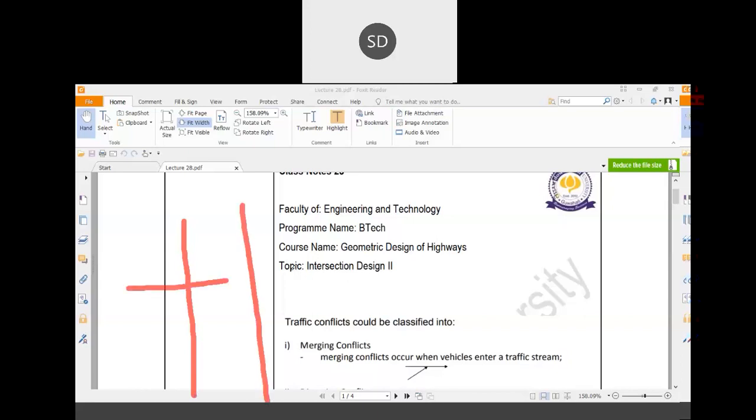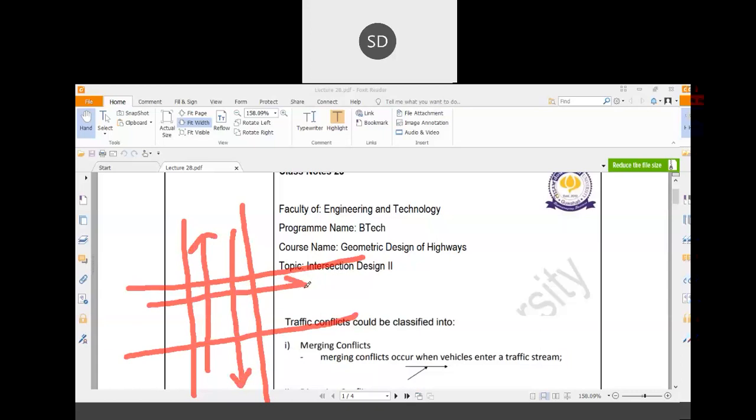Now, suppose this is an intersection. In this intersection, some of the vehicles are going in this direction, and some of the vehicles are coming in this direction. Similarly, for this intersection leg also, similar things happen. So basically, these 4 points are your conflict points, and these 4 conflict points are the crossing conflict or major conflict points.